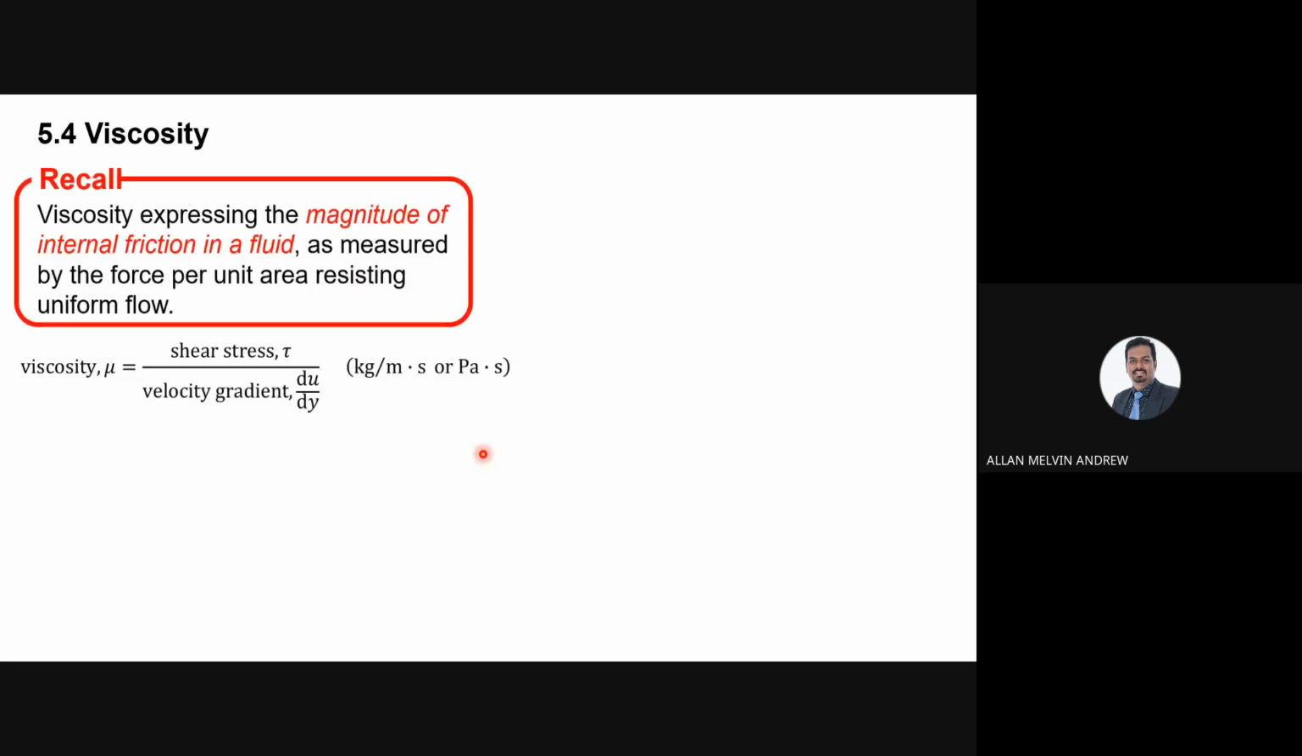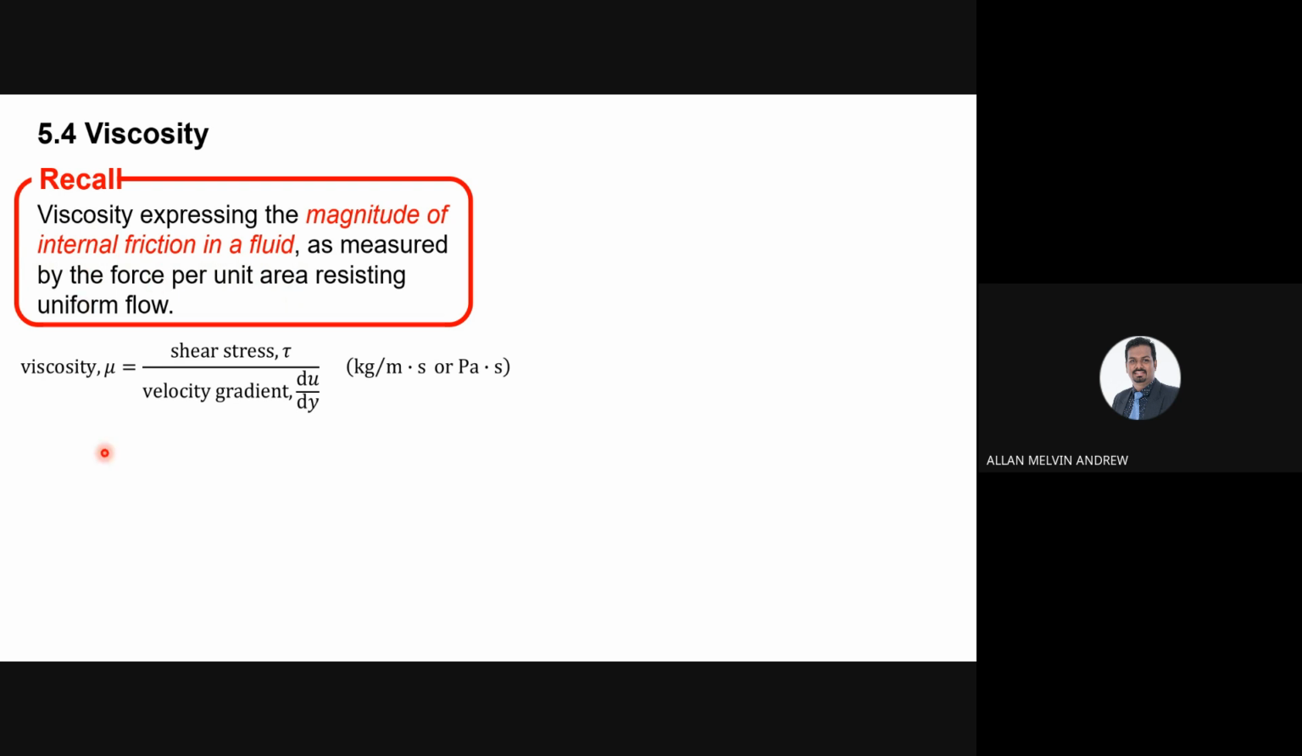If we recall, viscosity expresses the magnitude of internal friction in a fluid, as measured by the force per unit area resisting uniform flow. Viscosity acts in the opposite direction of the flow. If the flow is going to the left, viscosity will be on the right, so it will be opposing. Because of this opposing force, it will resist a uniform flow. All fluid traveling, maybe in a pipe or a duct, from one point to another point, is subjected to internal friction.